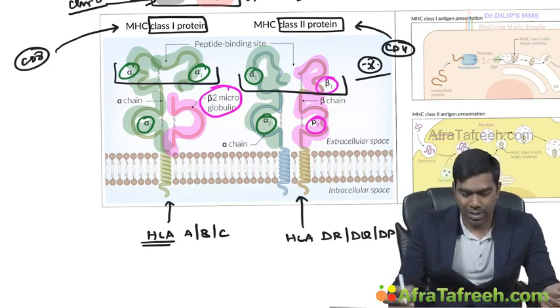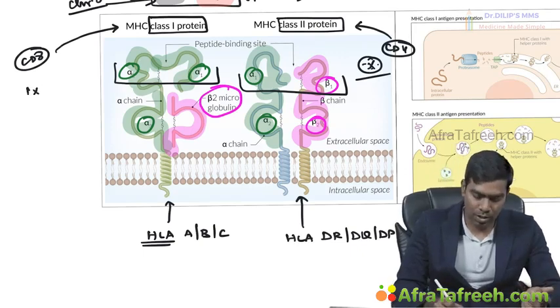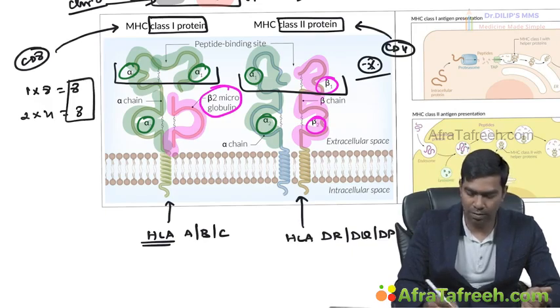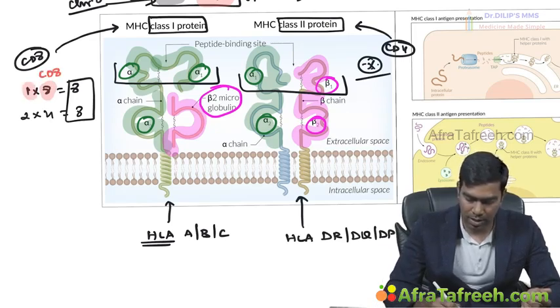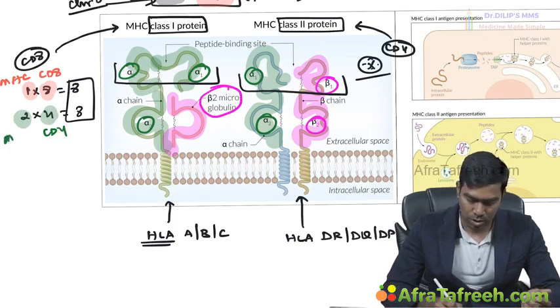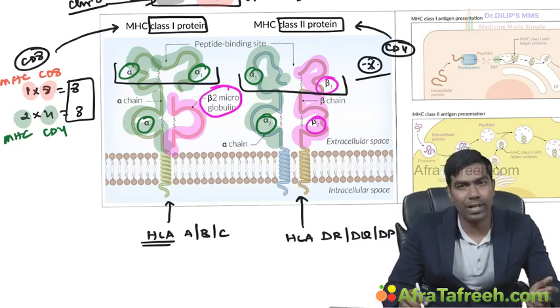So how will you remember this? Very simple, very primitive, but let me tell you that. 1:8 is equal to 8 and 2:4 is equal to 8. This is what we call the rule of 8, where the product should become 8. CD8 is going to interact with MHC class 1 and CD4 has to interact with MHC class 2. Very primitive, but just for the sake of telling, I told that.